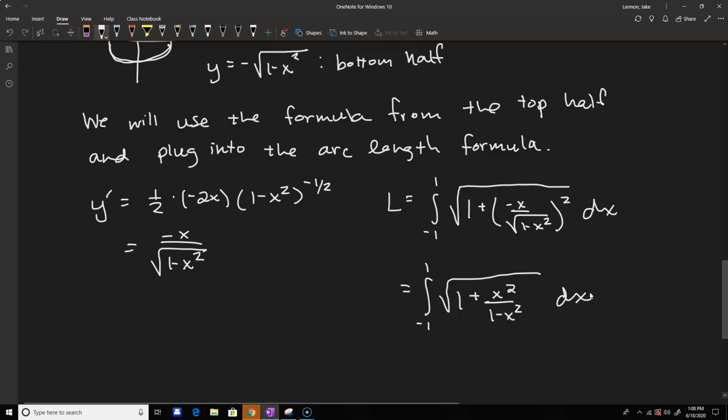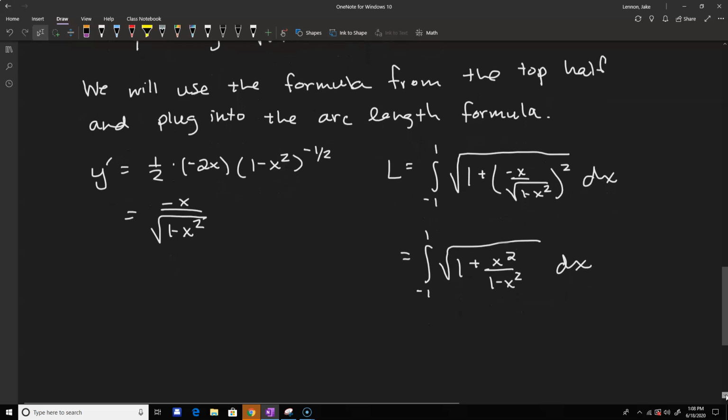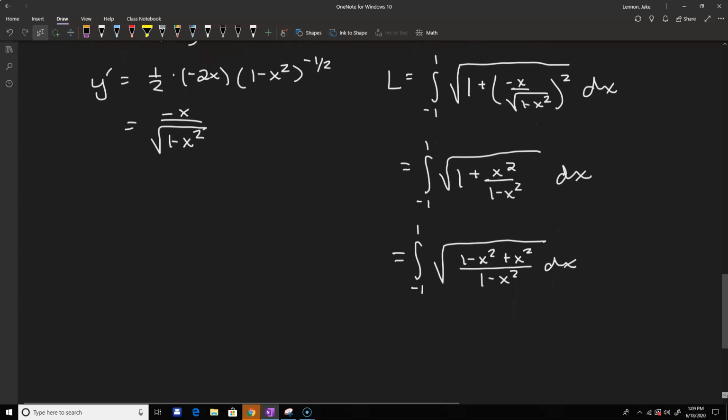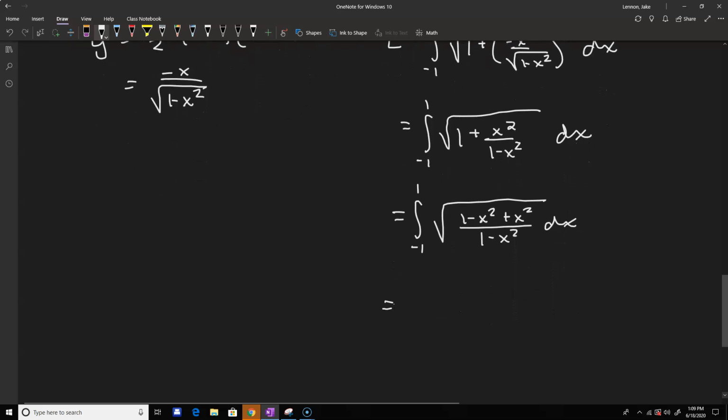And now it'll probably be helpful to get a common denominator. We can write 1 as 1 minus x squared over 1 minus x squared. So we have the integral from negative 1 to 1 of the square root of this 1 minus x squared plus x squared over 1 minus x squared dx. So our integral is, in fact, just the integral of the square root of 1 over 1 minus x squared dx.